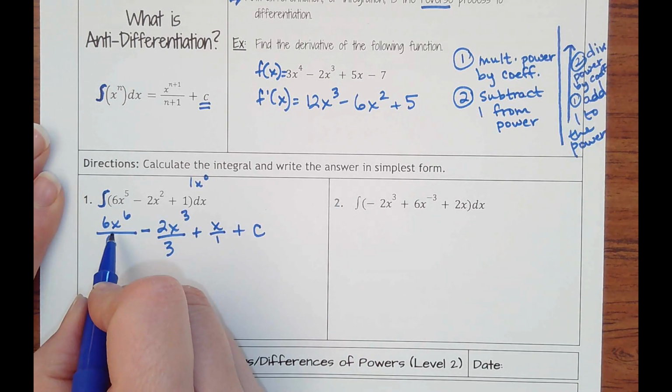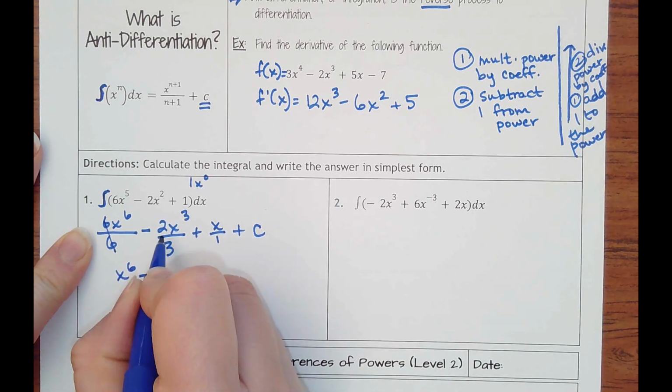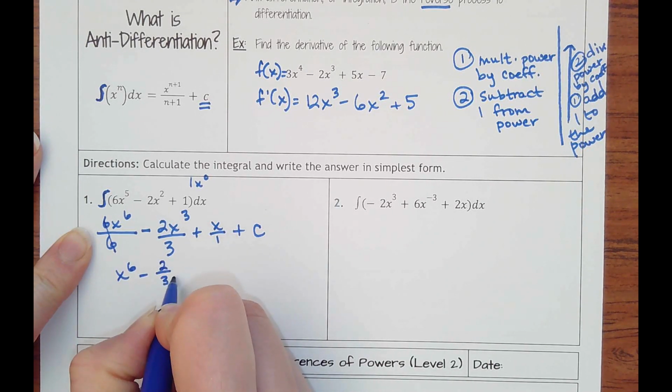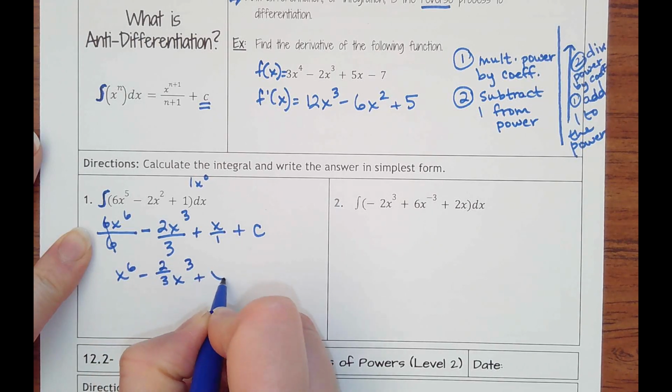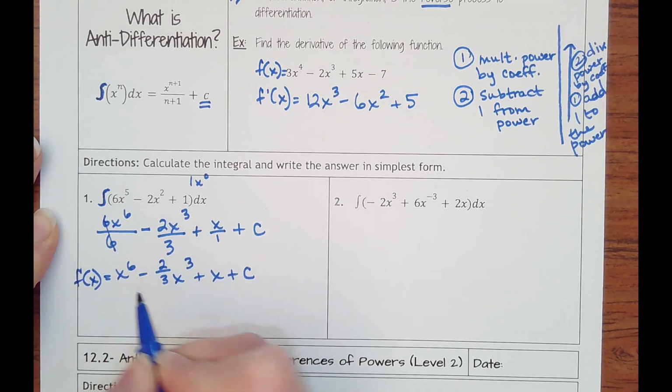Okay, so let's simplify that. That would make our 6's cancel. We'd have x to the 6th minus 2/3 x cubed plus x plus c. That's saying that was our original function.